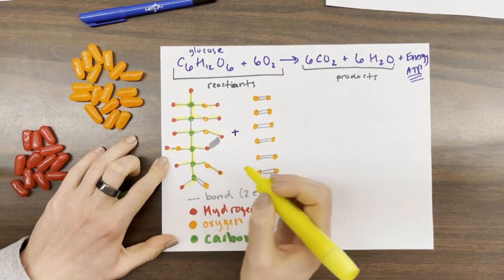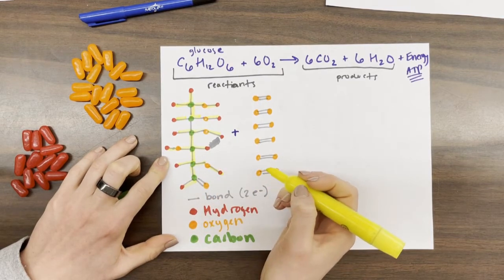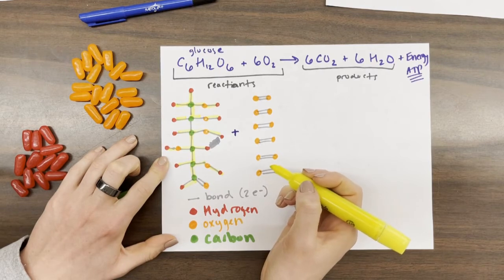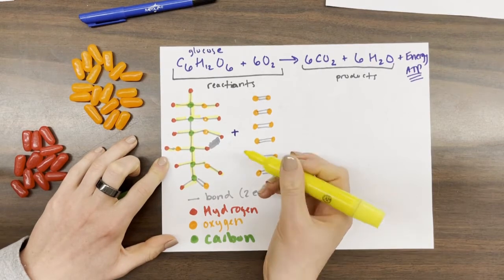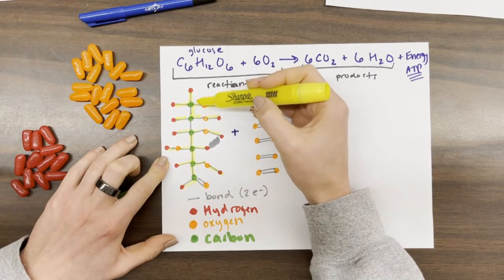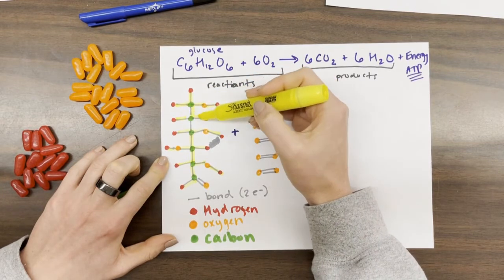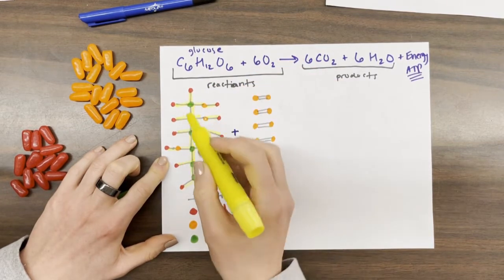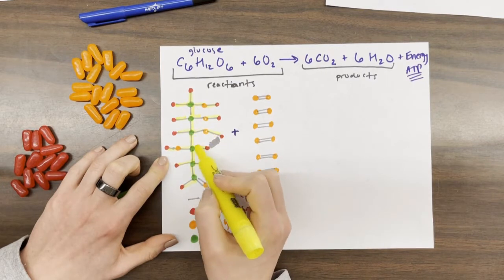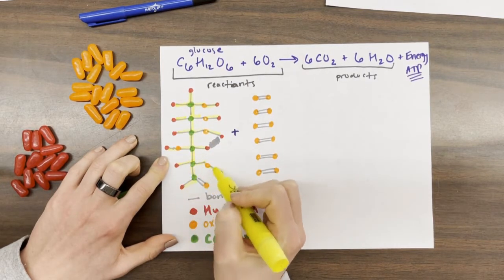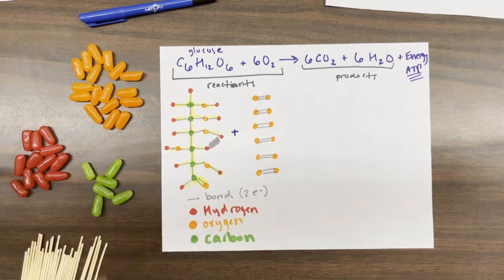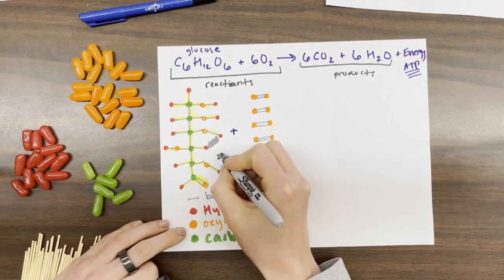20. Oh, did I forget one? Let me double check. 1, 2, 3, 4, 5, 6, 7, 8. Oh, 9. 10, 11, 12, 13, 14, 15, 16, 17, 18, 19, 20, 21, 22, 23, 24. Whew. I was like, I forgot one. Okay, so we've got 24 bonds here.